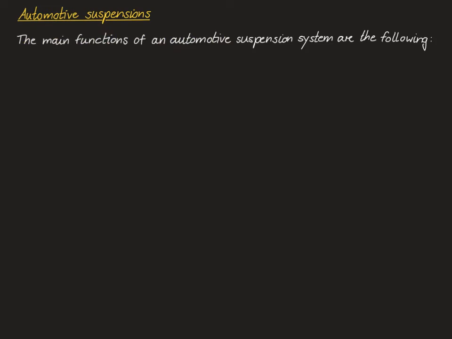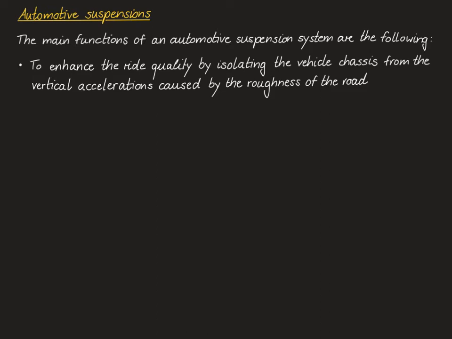In this video, we'll cover the basics of automotive suspensions, which of course play an important role for the dynamic performance of a vehicle. Before we dive into the technical details, let's turn to the question, what are the main functions of an automotive suspension system? The first one is to enhance the ride quality by isolating the vehicle chassis from the vertical accelerations caused by the roughness of the road.